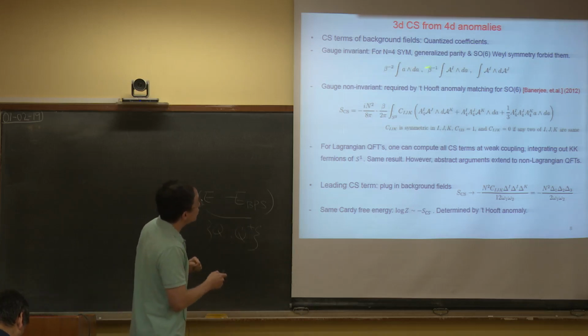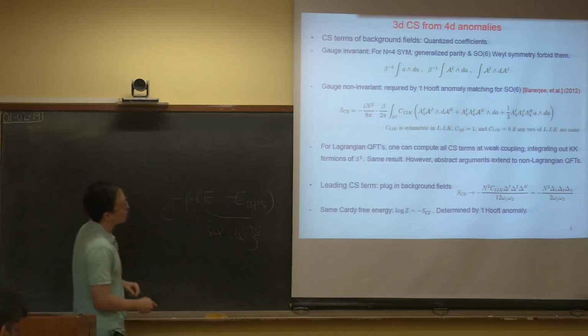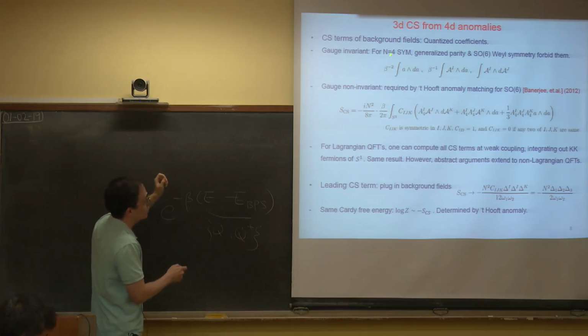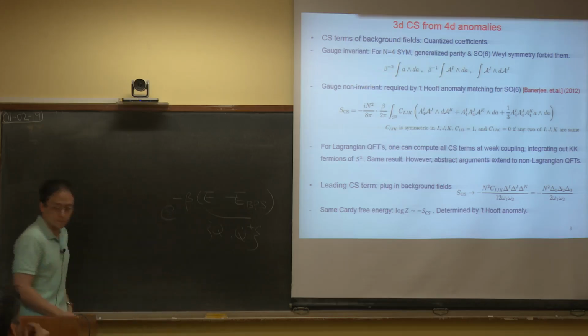So if these coefficients were non-zero, they would contribute to the leading order in the Cardy free energy, but their coefficients are zero, forbidden by symmetry. So if you integrate out these Kaluza-Klein modes of N=4 Yang-Mills, this Chern-Simons term will not be generated.